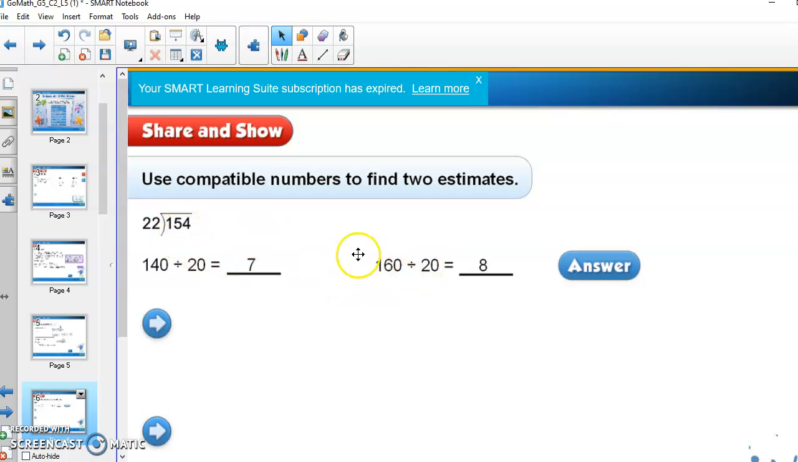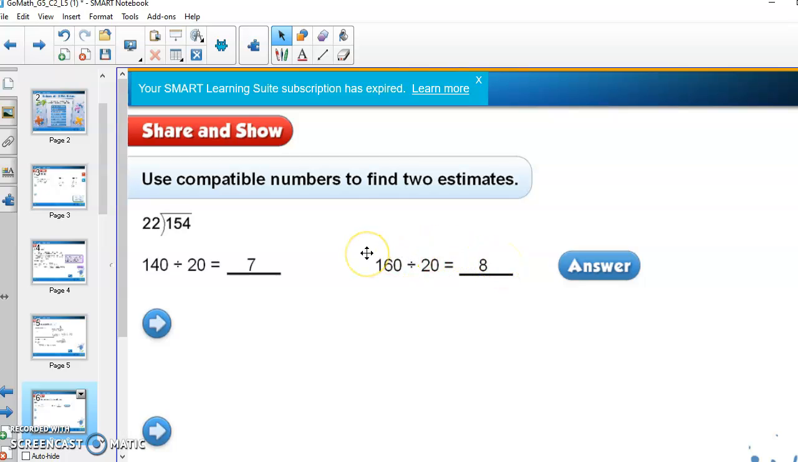Same with this one. They rounded 154 up to 160 and rounded 22 down to 20. 16 and 2 are compatible with each other because 2 can go into 16 8 times. I don't add any zeros onto it because 1 zero and 1 zero are going to cancel out. The difference is no zeros, so I don't add any onto it.